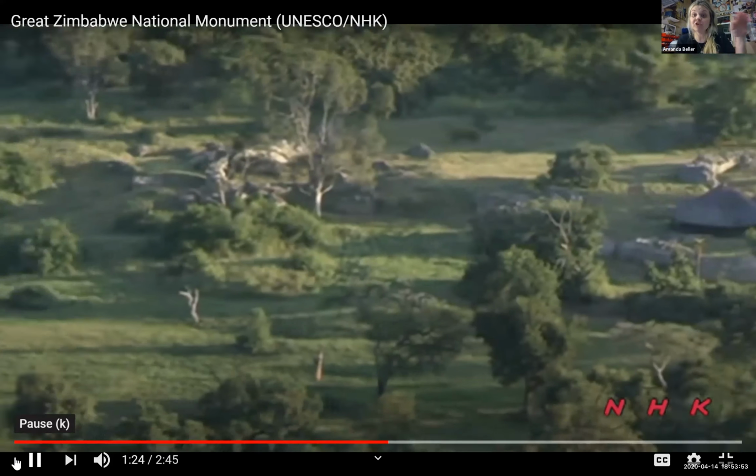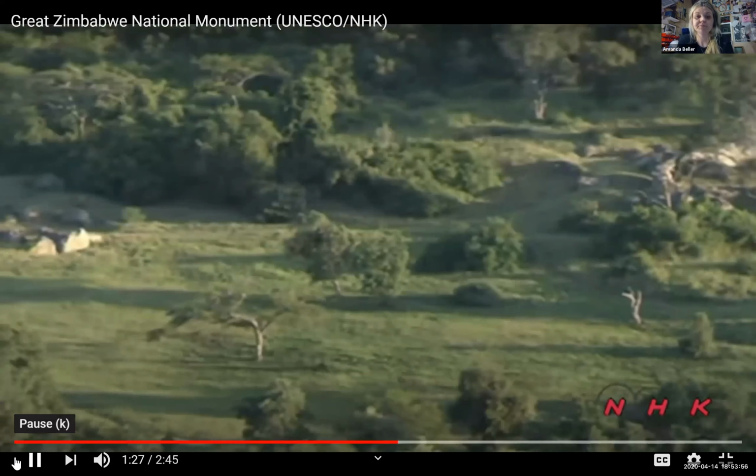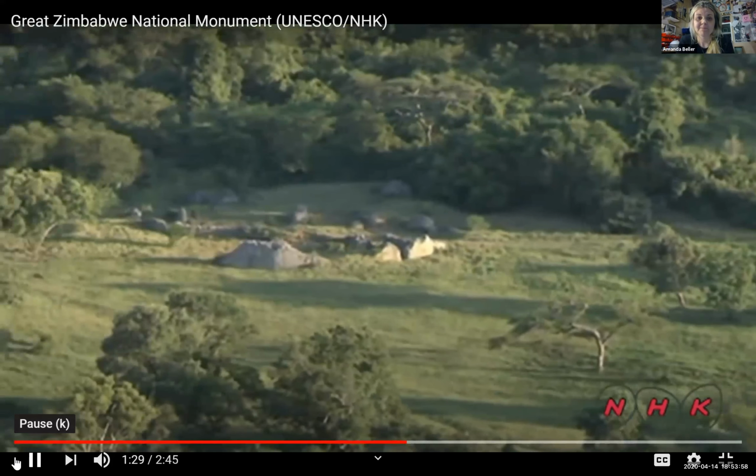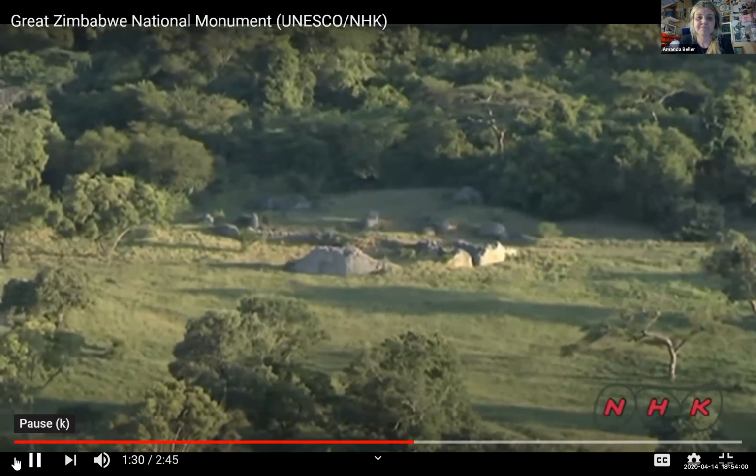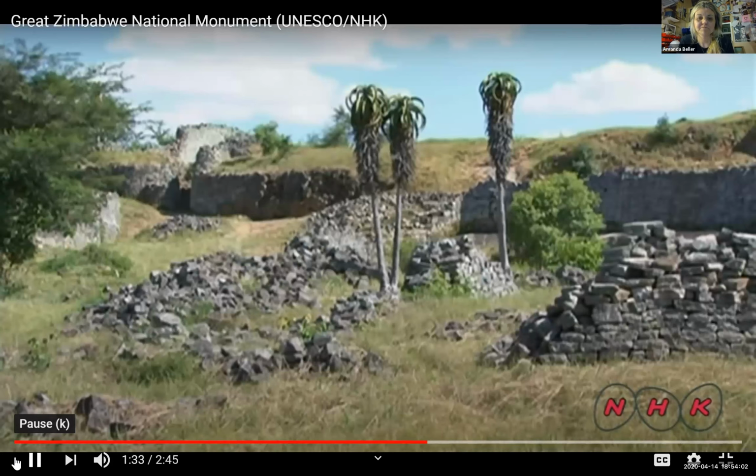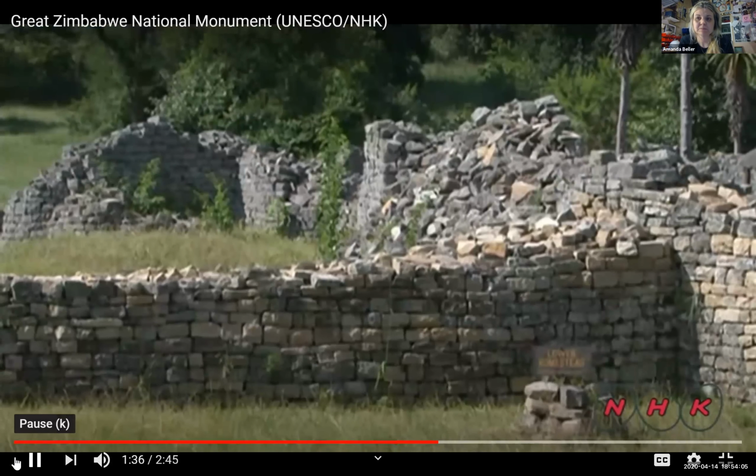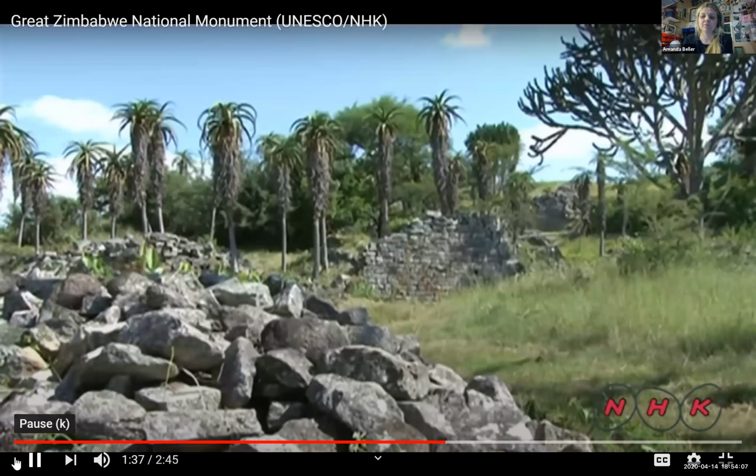And he can literally overlook. It had 6,000 houses, and at its peak, 18,000 people lived here. The kingdom was a trading stopover and became wealthy with gold mined in nearby areas.